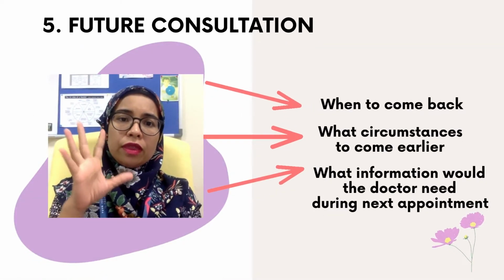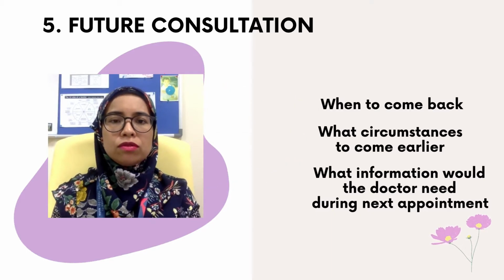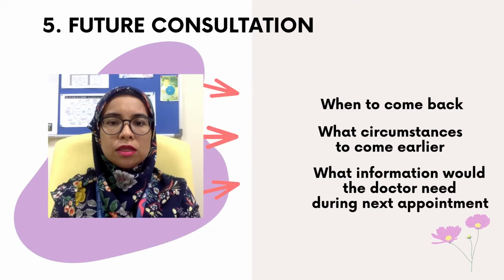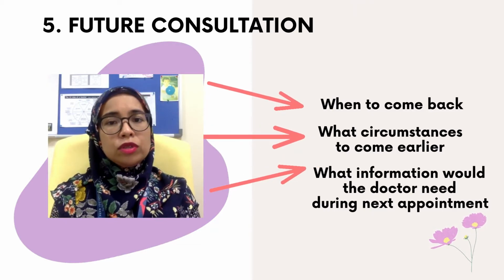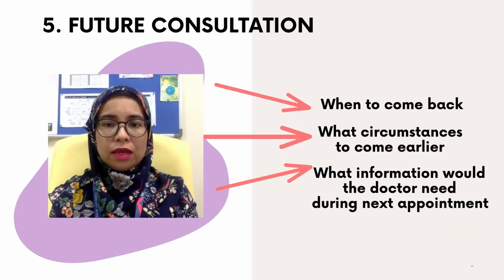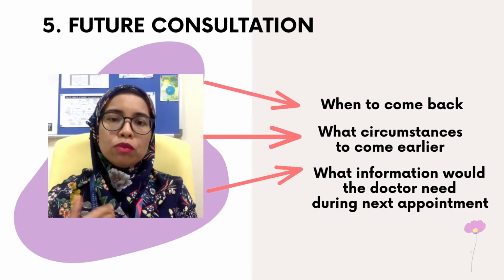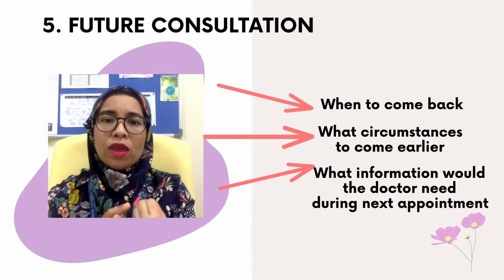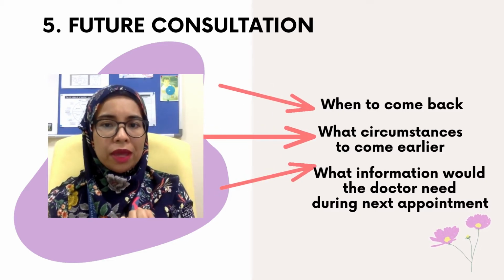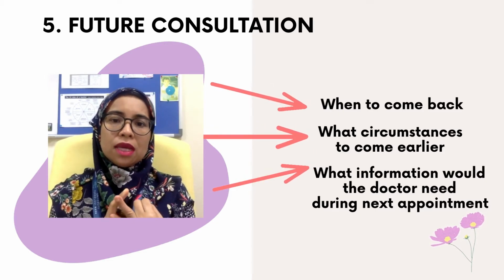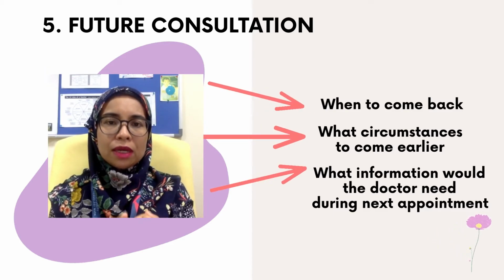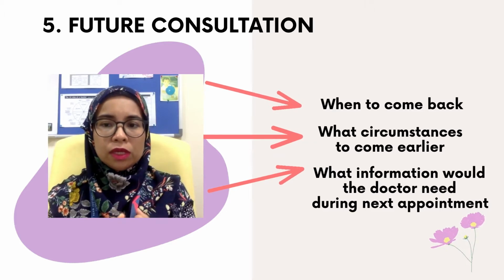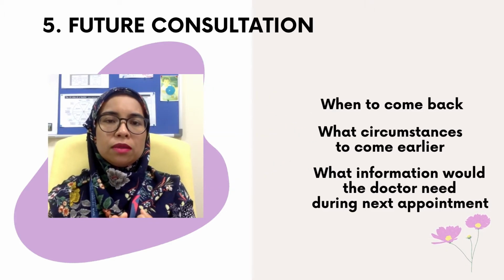The fifth minimum information that you have to say to the patient would be about future consultations. In some patients, you don't need to see them back again at the clinic. Some of them, you want them to come back. So you have to tell them when to come back or whether they should not have to come back, and in what circumstances to come back earlier, and what information the doctor will need at the next appointment.